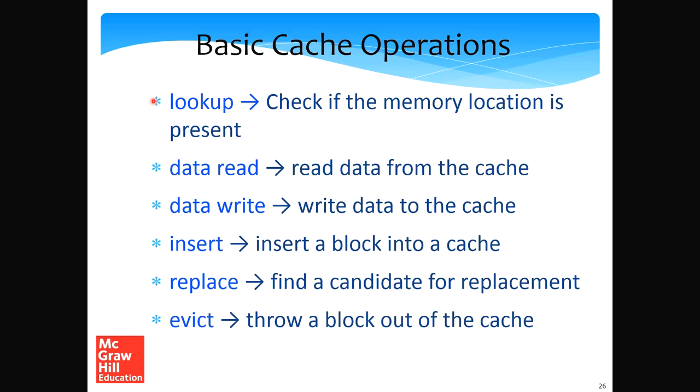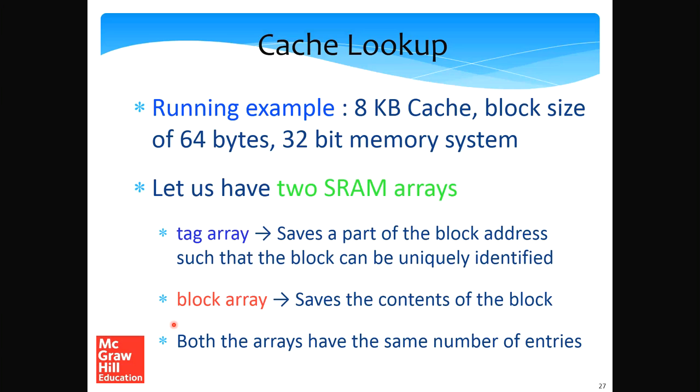Now assume that there was a cache miss and then the block comes from the lower level. Then we need to insert the block inside the cache. And to insert a block, sometimes we might find that the cache is full. Then we have to throw out one block. So we need to first find a candidate for replacement. Then we need to evict it, throw a block out of the cache, and insert the new block in its place. So these are our 6 basic operations: lookup, data read, data write. If there is a miss, we need to do insert, replace, evict. These 3 operations need to be done. We shall look at each of these operations in great detail now. Let's first define a running example.